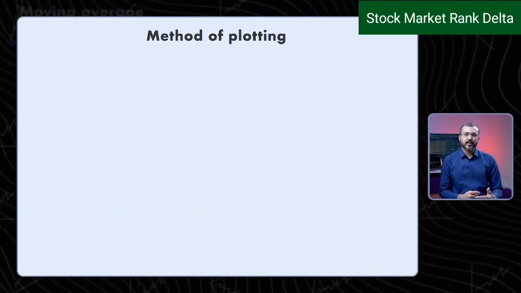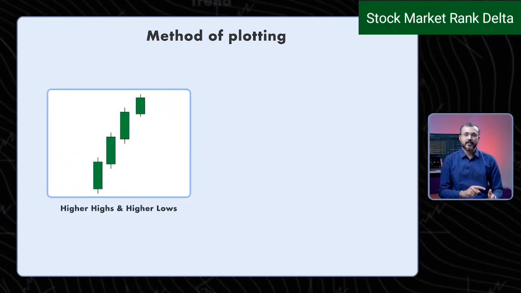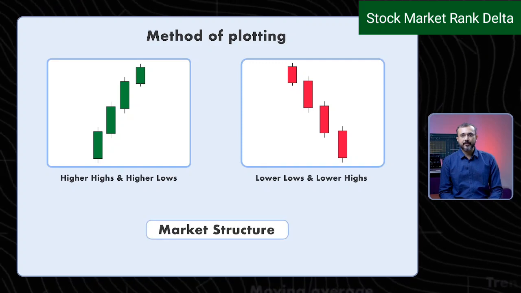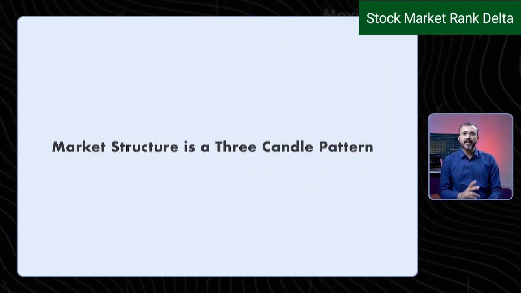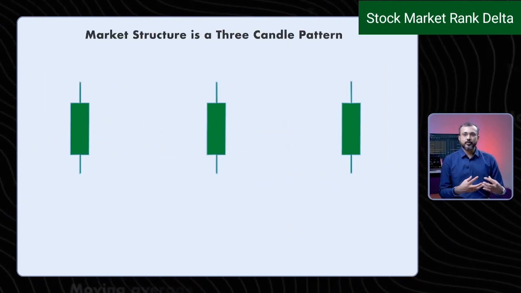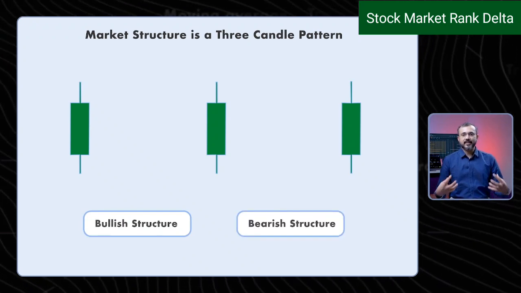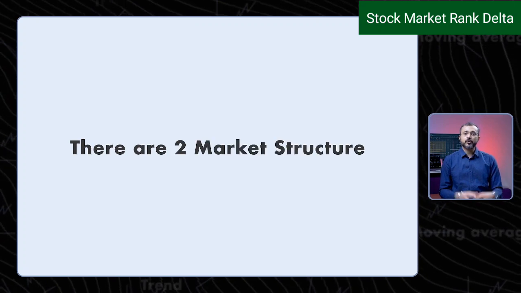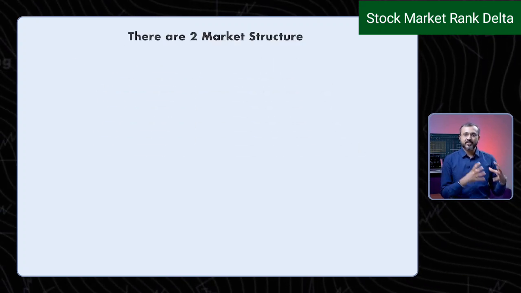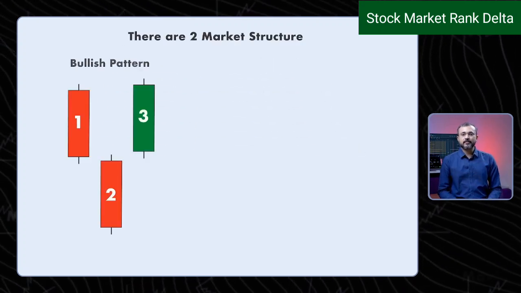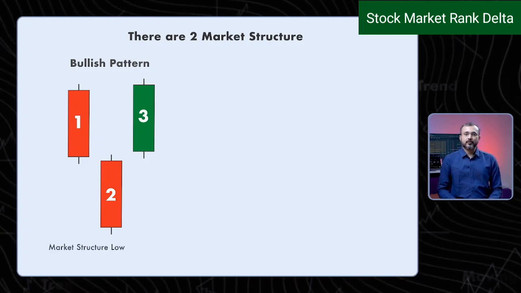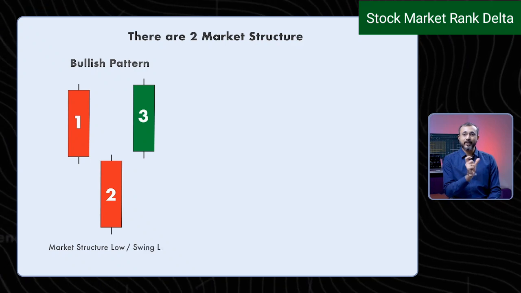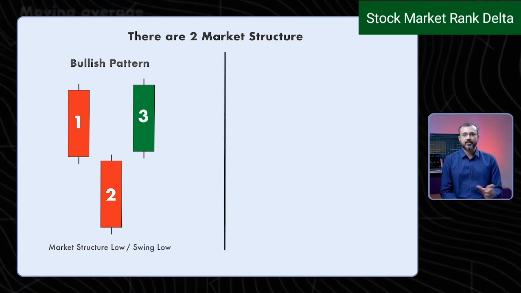If the trend is bearish, it will keep on making lower highs and lower lows. The method of plotting higher highs and higher lows, or the method of plotting lower lows and lower highs, is known as market structure. Market structure is a 3-candle pattern, whether it's a bullish structure or a bearish structure. In market structures, we have two structures. One structure is bullish, which is known as market structure low. From the term you have understood, it is a method of plotting swing low.